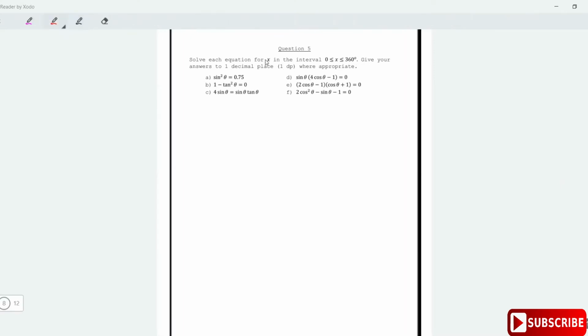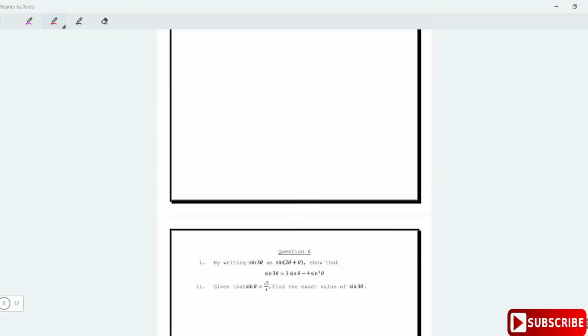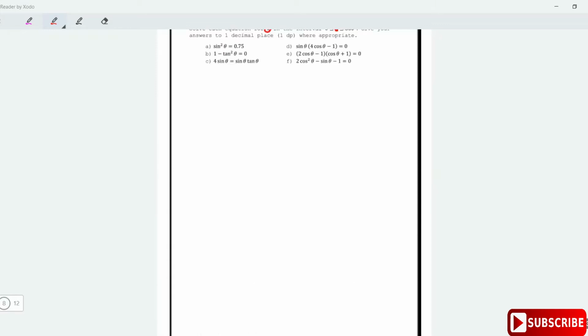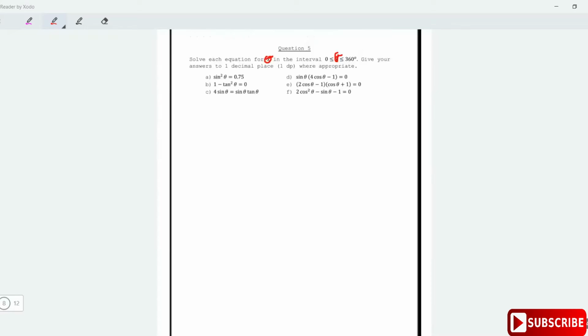It is saying x here, but we have theta here. So solve for theta, then change all this to theta. Solve for theta, where theta is between 0 and 360. So let's do part A right here. Solving these three equations, let's do part A right here.